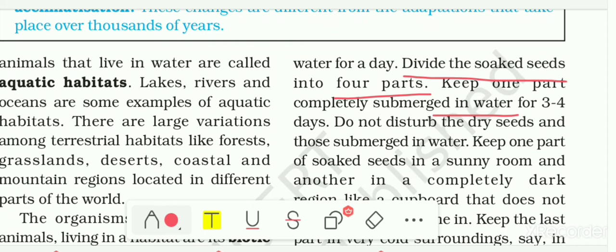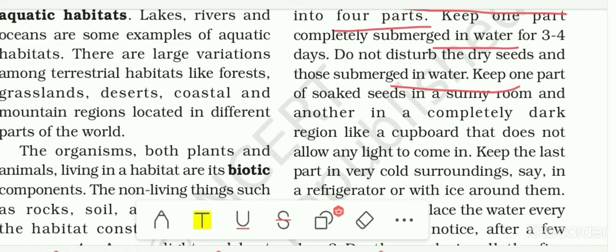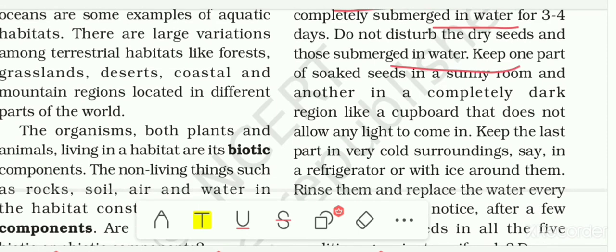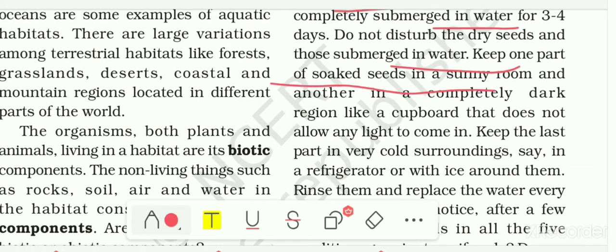And then you do not have to disturb the dry seeds and the submerged seeds in the water. That means two parts are there: one is dry seeds, another is soaked seeds which are submerged in water for 3 to 4 days. For the next part, keep one part of soaked seeds in a sunny room and another in a completely dark region like a cupboard that does not allow any light to come in.